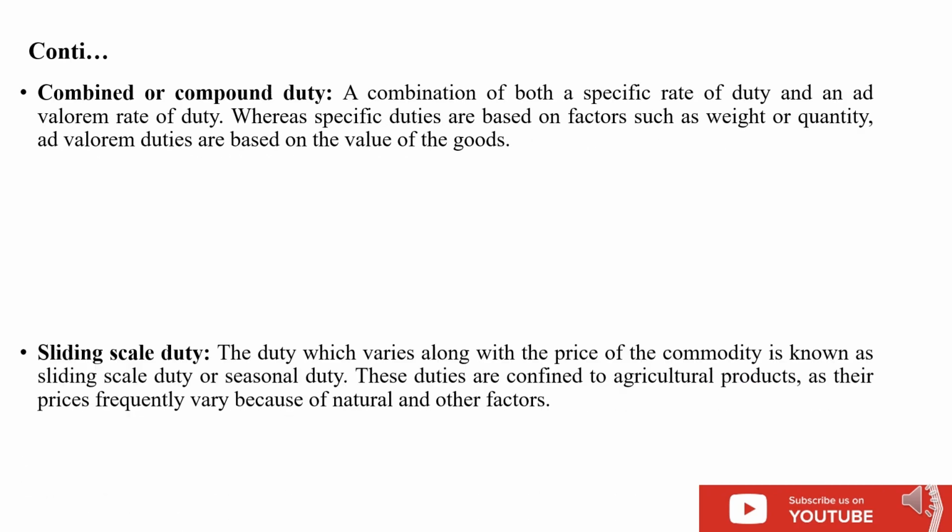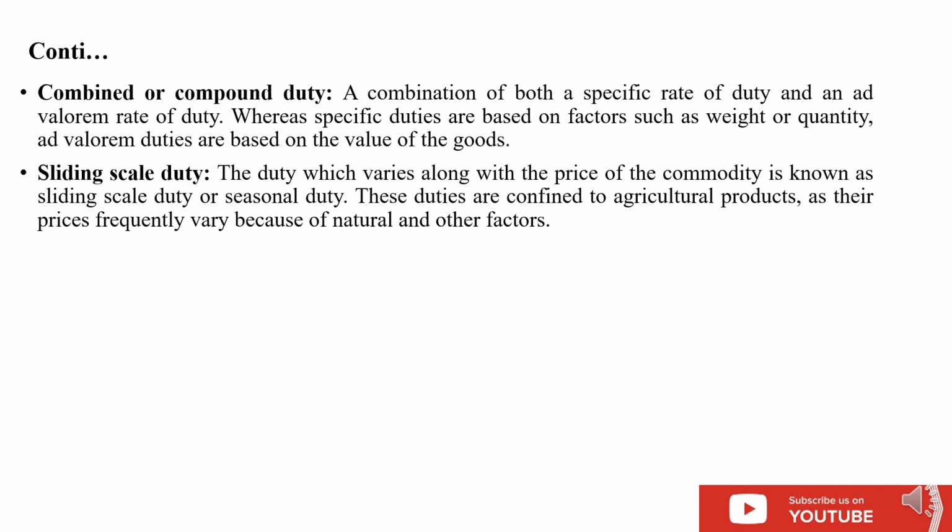Combined or compound duty is a combination of both a specific rate of duty and an ad valorem rate of duty, whereas specific duties are based on factors such as weight or quantity, and ad valorem duties are based on the value of the goods. Sliding scale duty: the duty which varies along with the price of the commodity is known as sliding scale duty or seasonal duty. These duties are confined to agricultural products as their prices frequently vary because of natural and other factors.